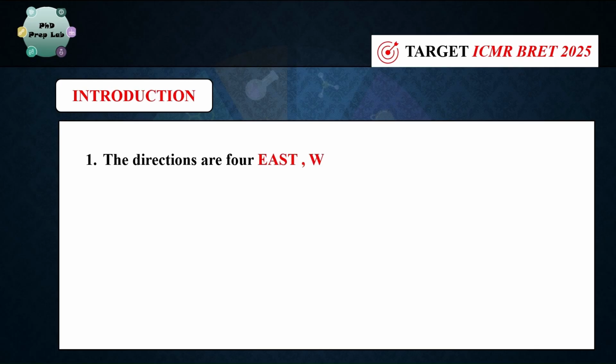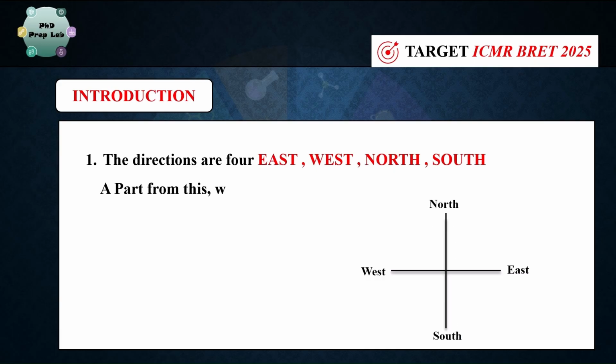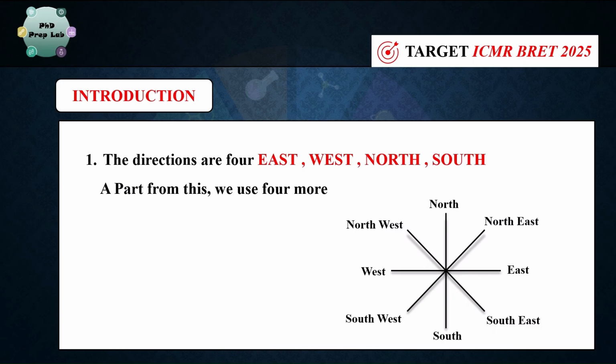There are 4 directions that we all know: east, west, north and south. Whenever we solve these questions, it's better to mark the directions in a cross pattern, where west is on the left, east on the right, then north and south. Apart from this, we have 4 more sub directions. Between north and west we have northwest, between south and east we have southeast, and northeast and southwest likewise. It's always better to have all of these marked.